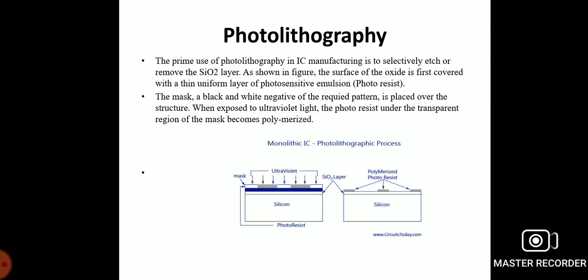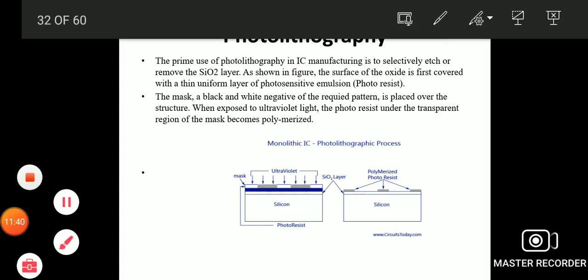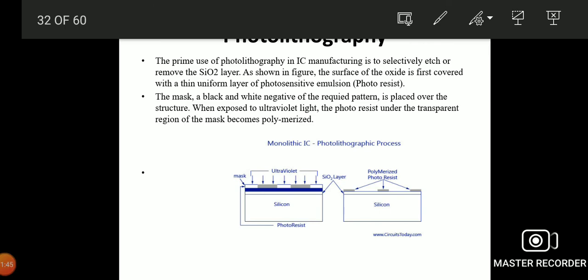Next we move to the isolation method. In the next lecture we will discuss the isolation method. So in today's lecture we studied the fundamentals of monolithic IC fabrication: the epitaxial growth processing, the silicon dioxide insulating layer processing, and the third process, photolithographic processing of SiO2. Thank you for watching this video.